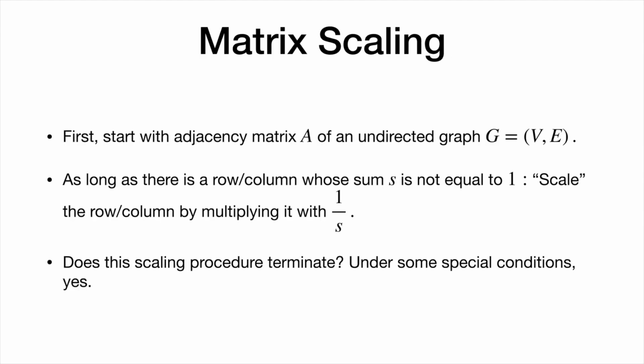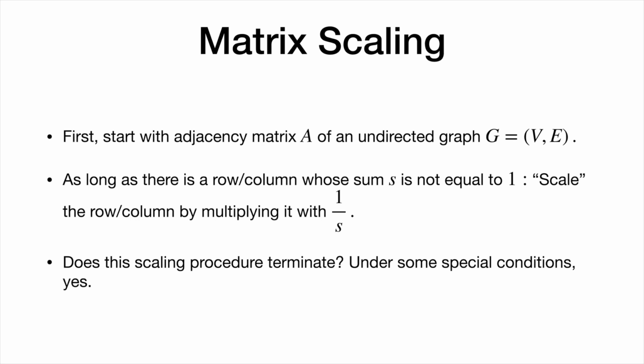What is matrix scaling? Matrix scaling is a very generic approach to construct a doubly stochastic matrix. There are a lot of other applications, but for us, we'll think of it as a procedure to convert an arbitrary symmetric matrix that is non-negative to a doubly stochastic symmetric matrix. In particular, we'll start with the adjacency matrix of an undirected graph.